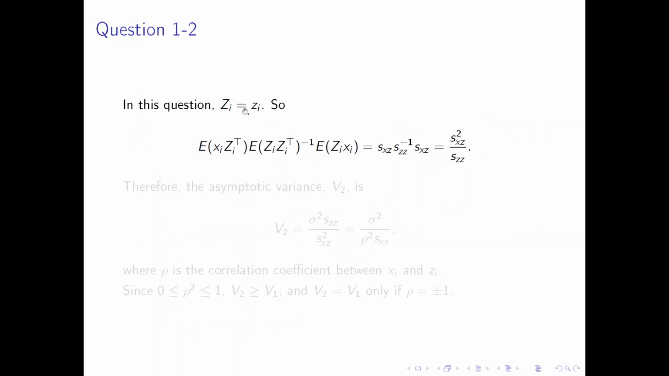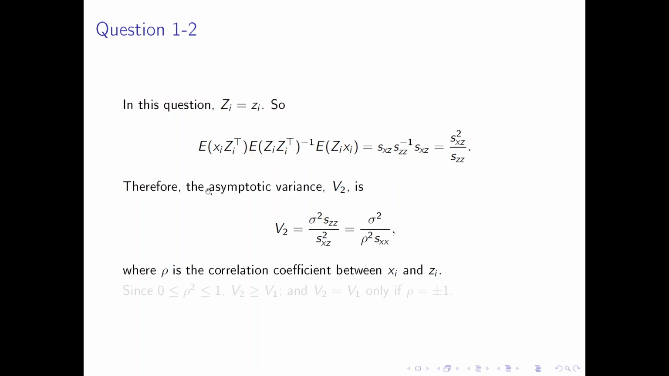Here is the second example, where there is only one instrument. In this case, everything is scalar: x times z, z squared, z times x. So we can simplify them like this, and this is what we get. They are not matrices. And then the asymptotic variance for the second question: plug that into the previous formula, and you get this form.